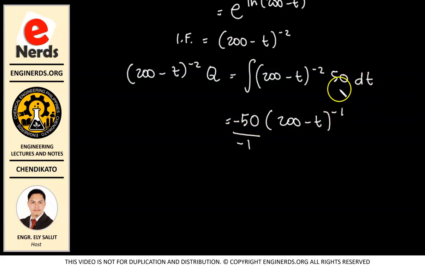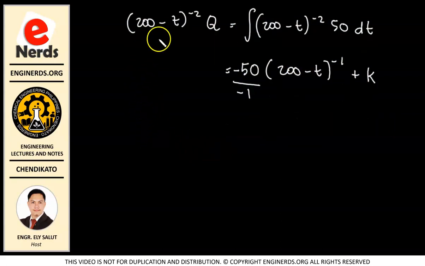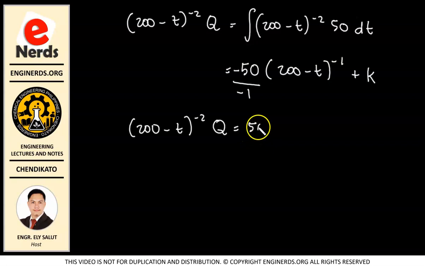Okay, so since this is indefinite integral calculus, so we're going to have plus a constant here. We're going to use plus k. Normally in integral calculus, we're using plus c. But in order not to get confused sa ating c, which is concentration, I'm going to use k. Okay, so therefore, we will have here, I'm going to write this again. So we have 200 minus t to the negative 2 q is equal to negative 50 divided by negative 1. So we have positive 50. And then 200 minus t to the negative 1 plus k.